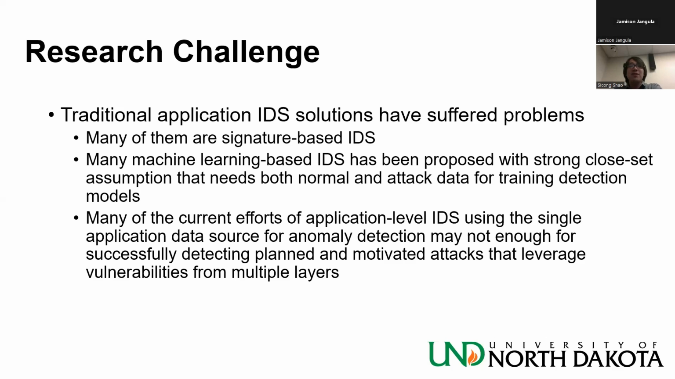Also, many current efforts of application level IDS use a single application data source for anomaly detection, which may not be enough for detecting planned and motivated attacks that leverage vulnerabilities from multiple layers. For example, the malicious behavior of a stolen SSH credential is hard to identify from application data alone, but abnormal traffic, such as unusual interaction between user and computer in the network traffic, might expose this malicious activity.